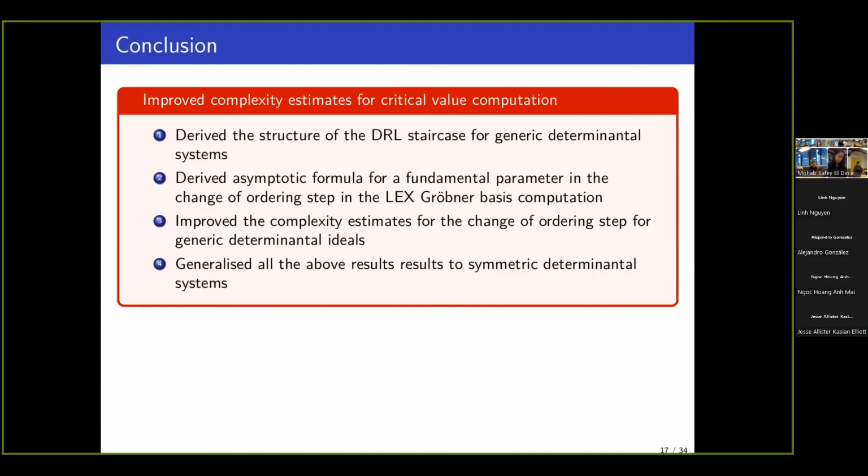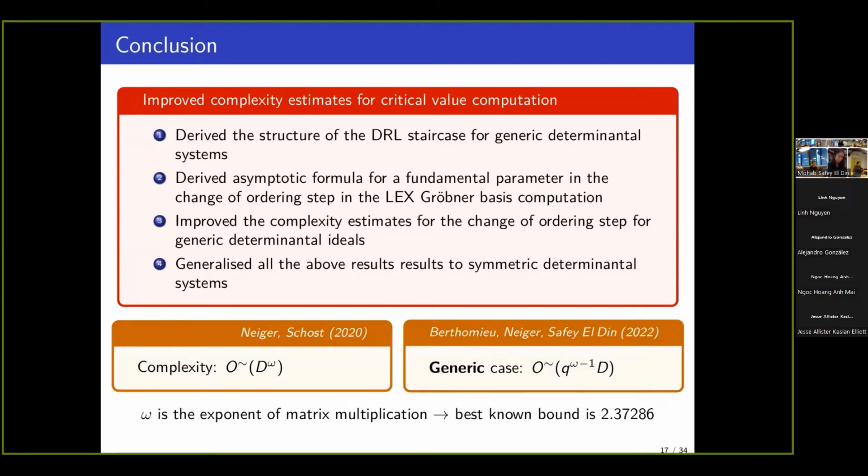And to see what I mean by this, the result is sort of future-proof in that we can use it to compare, say, more recent algorithms that rely on this kind of structure, FGLM-like algorithms. So we can compare these two algorithms, the first by Faugère, Gaudry, Huot, and Renault, and the second paper this year by Berthomieu, Neiger, and Safey El Din. The complexities are in the order of d to the omega and q to the omega minus 1 times d, where omega is the exponent of matrix multiplication. We can again use our results to compare between these two algorithms and see what the complexity improvement is of the second algorithm compared to the first.